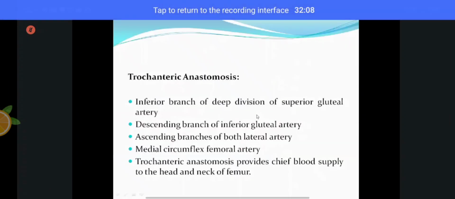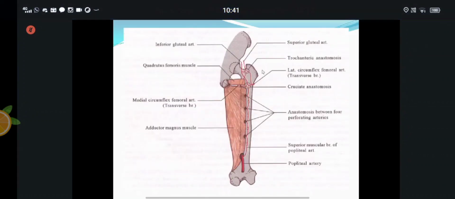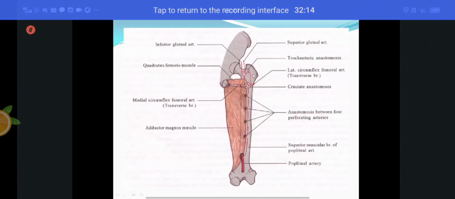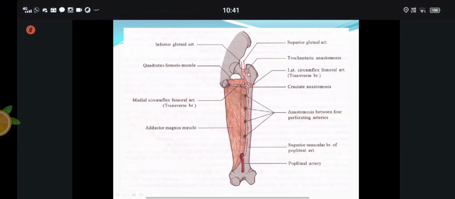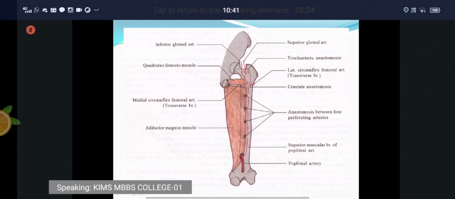Then coming to the trochanteric anastomosis. So where is this anastomosis taking part? The trochanteric anastomosis takes part near the greater trochanter of the femur. And what does the trochanteric anastomosis supply? The hip joint. The branches from the trochanteric anastomosis supply the hip joint.